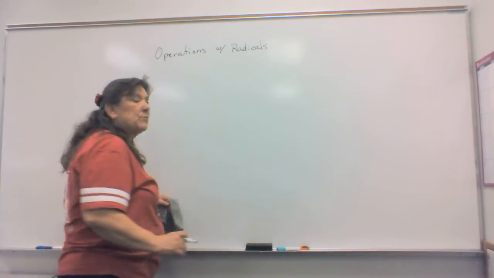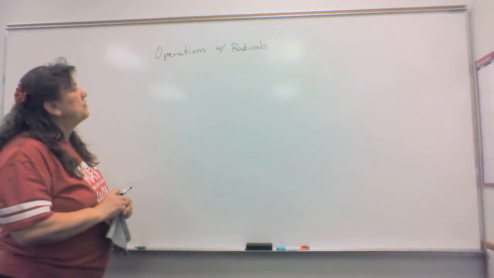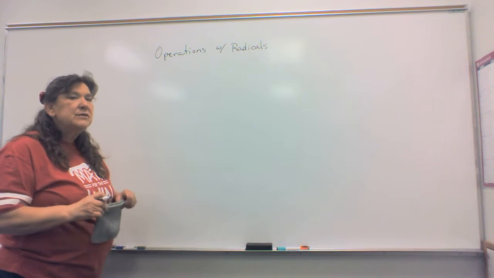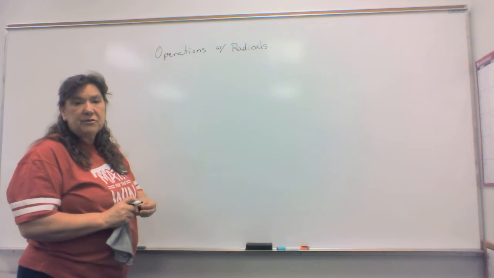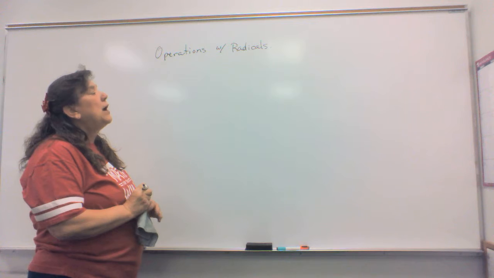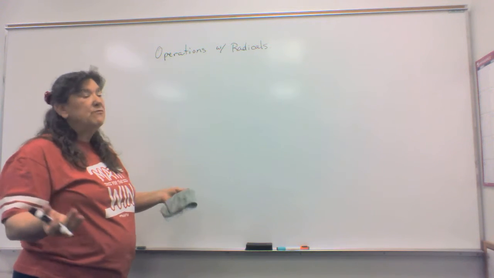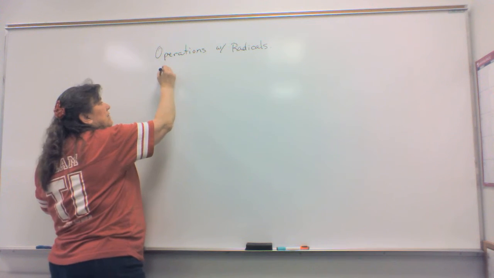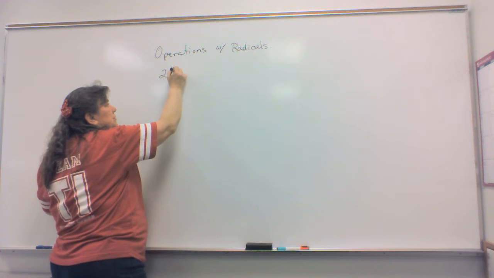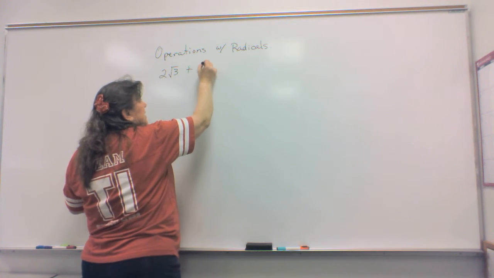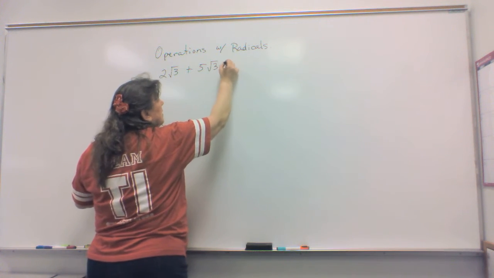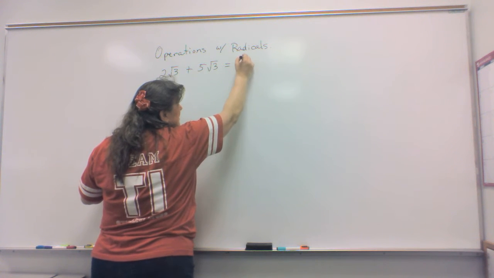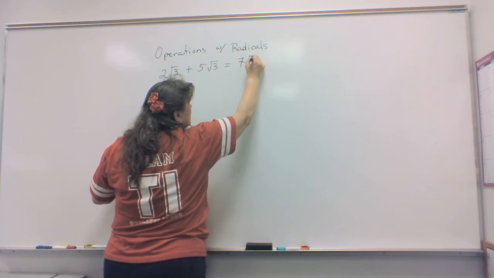Okay, the video that I'm going to do is called Operations with Radicals. So radicals are very much like many of the other things we have done. You have to have like terms before you can add them. So if I have 2 square root of 3 plus 5 square root of 3, we have 2 plus 5 is 7 square roots of 3.